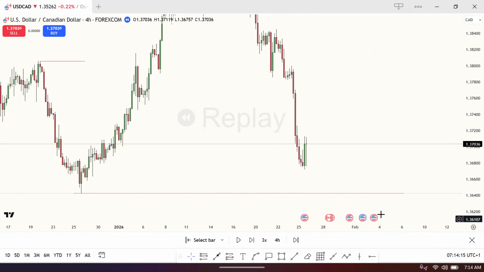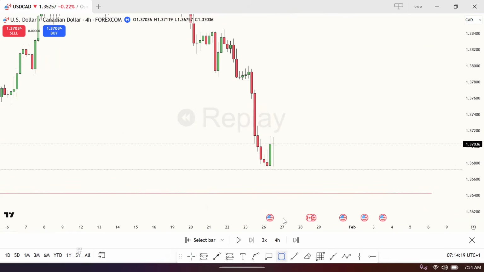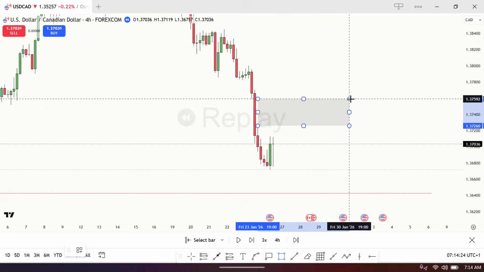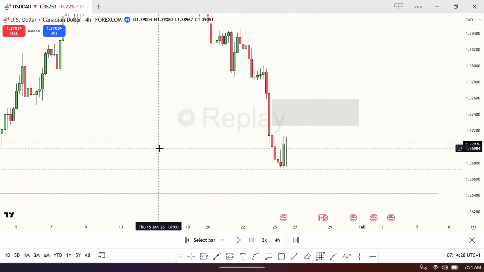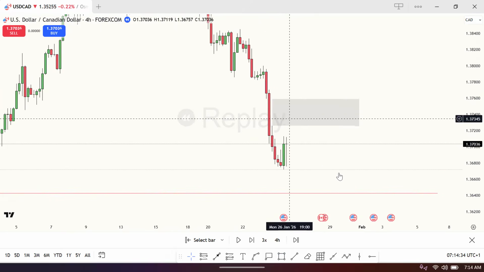Now, first of all, if you look closely, what would you see here? You would see a fair value gap, an FVG, right here. And we understand that FVGs attract price, right? So there is a high chance that price might want to tap into this FVG.